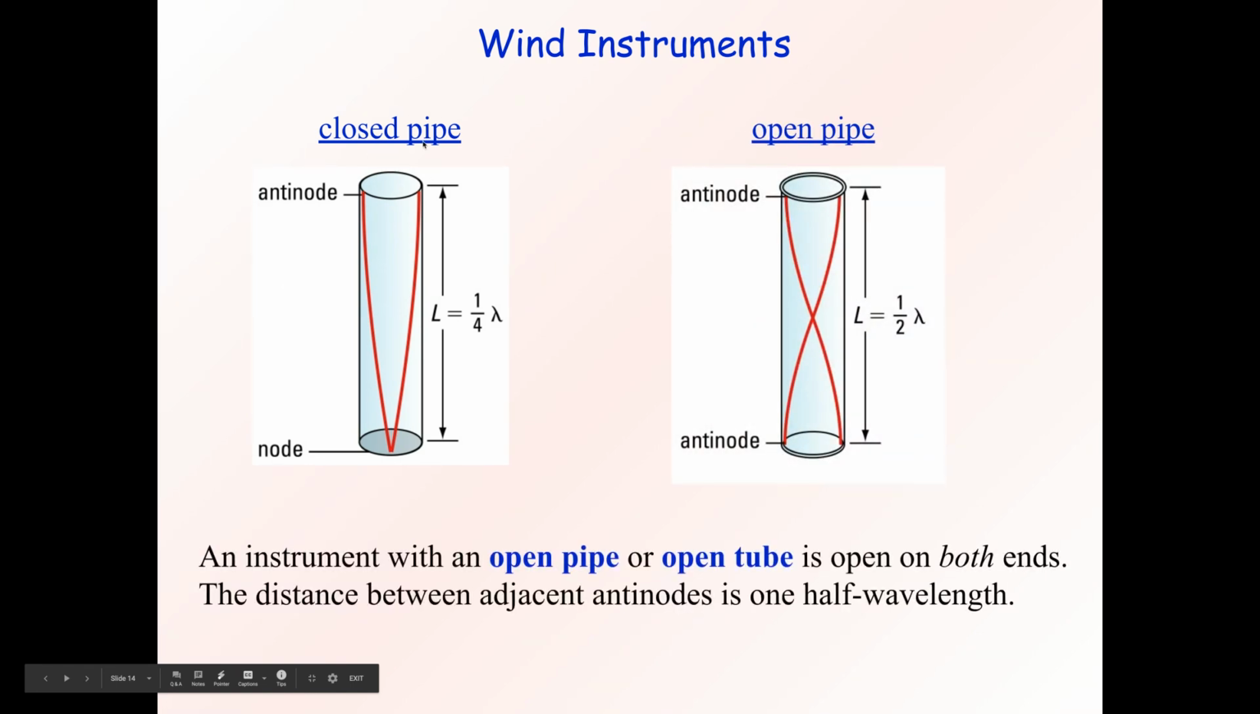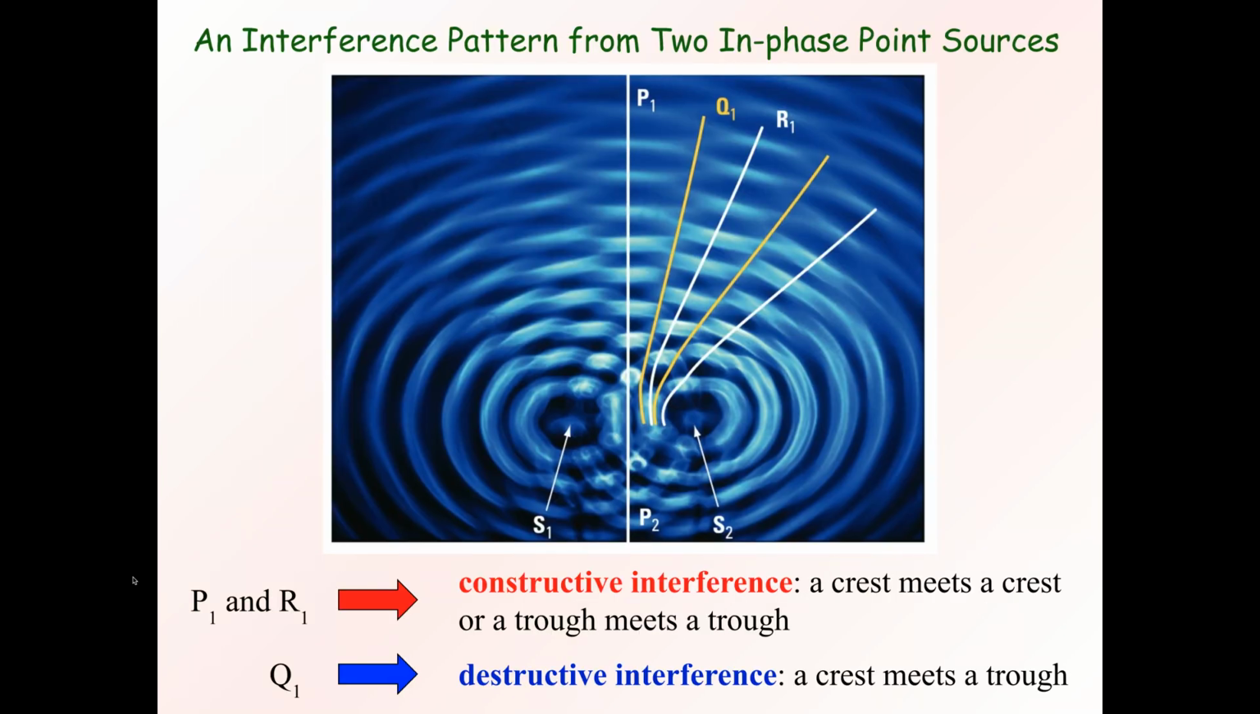But when we're talking about wind instruments, if you have a closed pipe, you get a quarter of the wavelength, whereas with an open pipe, you get a half wavelength. An open tube is open on both ends. The distance between adjacent antinodes is half a wavelength.